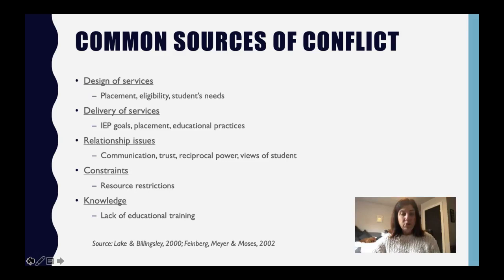Constraints, so resource restrictions, financial restrictions. We learned earlier in the course that that's not a reason to not provide services to a student, but that doesn't mean that it doesn't occur. And then again, the last thing is knowledge, lack of training or knowledge about the specific disability, or how to serve those particular students.